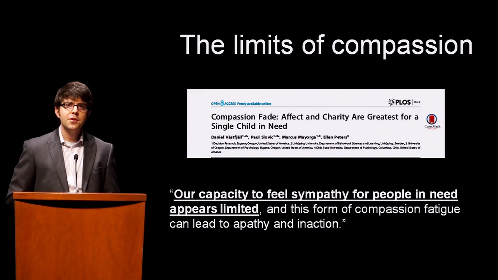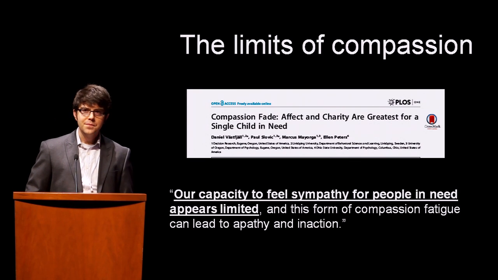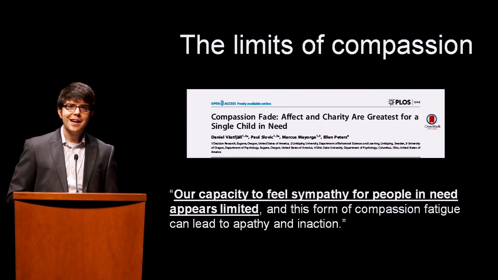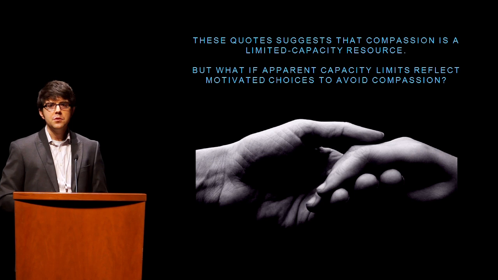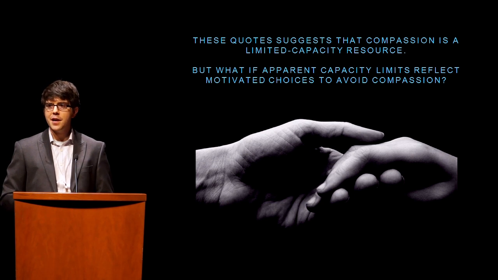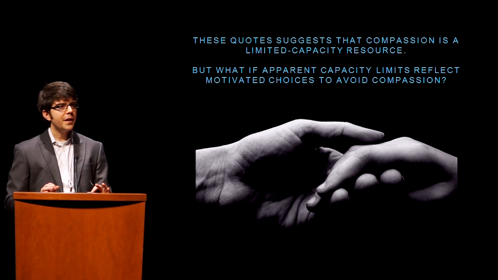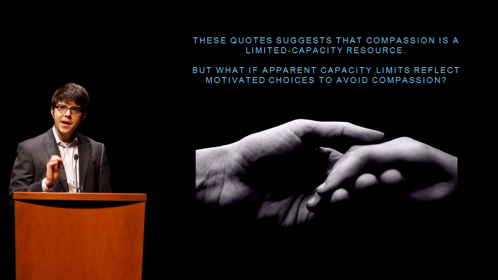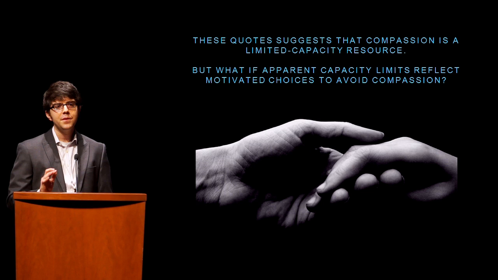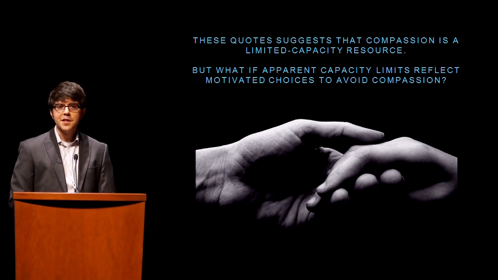And then even more recently, Paul Slovic has argued that our capacity to feel sympathy for people in need appears limited, and this form of compassion fatigue can lead to apathy and inaction. What these quotes amount to is a claim about the capacity to feel compassion. They're suggesting that we have a limited, fixed resource capacity to feel compassion and to sympathize with others. But what I'll suggest is that apparent capacity limits are actually much more flexible. And they result from motivated choices, empathy avoidance, as Dan put it, to avoid empathy and compassion for others.